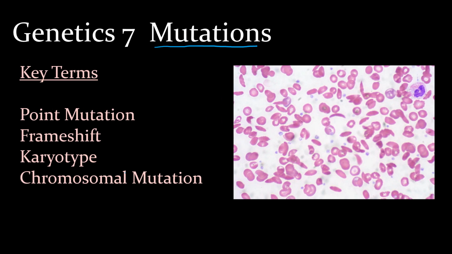To review, a point mutation is a single change in a single base within the DNA code. It can lead to a change in proteins, but it doesn't always. A frameshift is when one base is added or deleted, and then all the codons downstream change. A karyotype is a picture of the chromosomes within one cell, and they're used to diagnose chromosomal disorders or chromosomal mutations, where there's a change in one or more parts of a chromosome that can be added, deleted, or switched around.